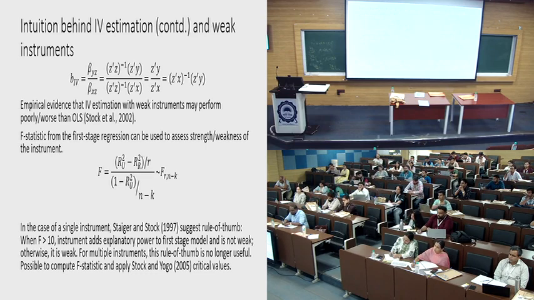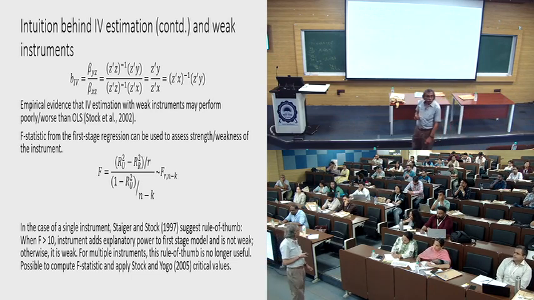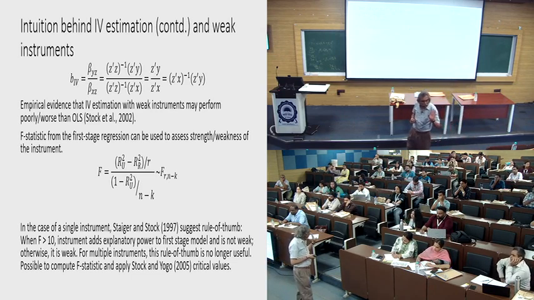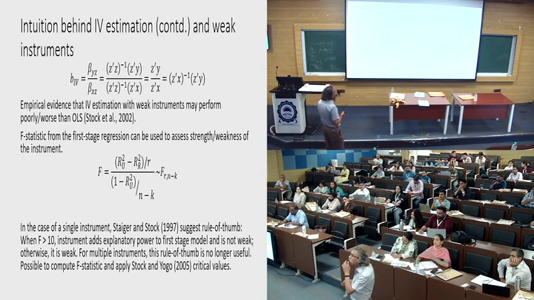For multiple instruments, this is not valid, but I can apply the same F statistic with a different critical value of Stock and Yogo. Clear? So that's basically all we need in terms of the F statistic.